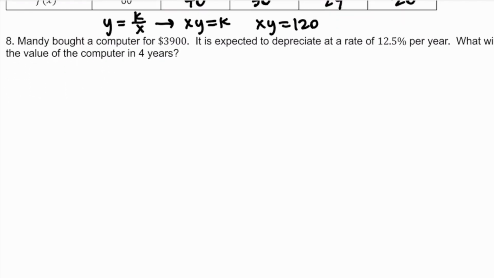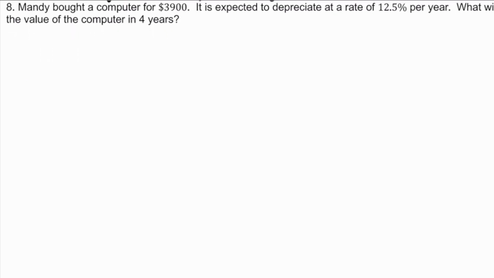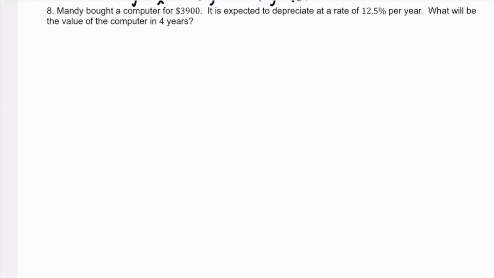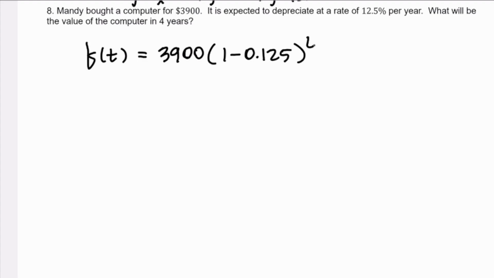Right. Mandy bought a computer for $3,900. It's expected to depreciate, that means get less valuable, 12.5% per year. Okay, so this is an exponential decay scenario when we've got this percent rate of change. So the amount, as a function of time, is going to be equal to the starting value, 3,900, times 1 plus the rate, which was negative 12.5%, to the number of years.